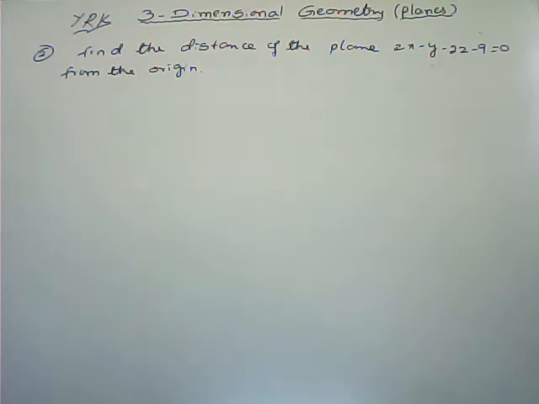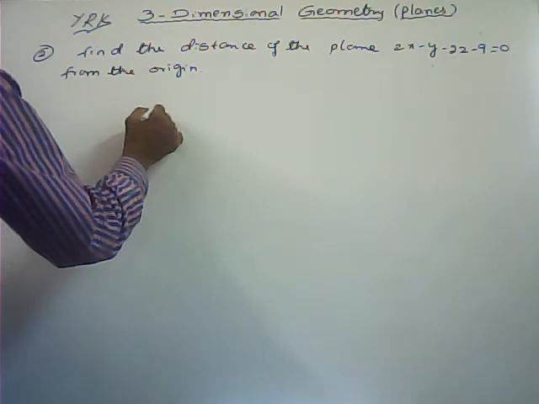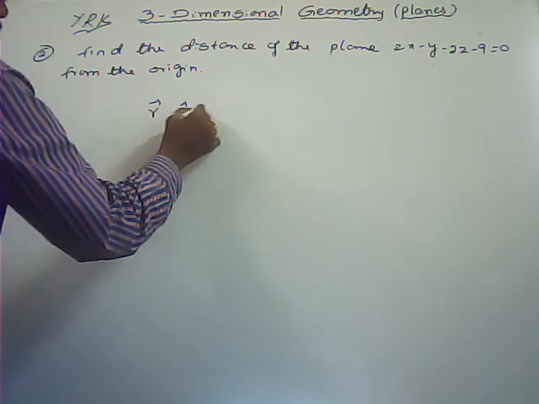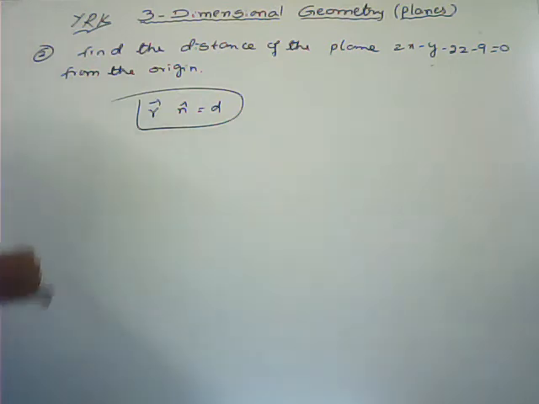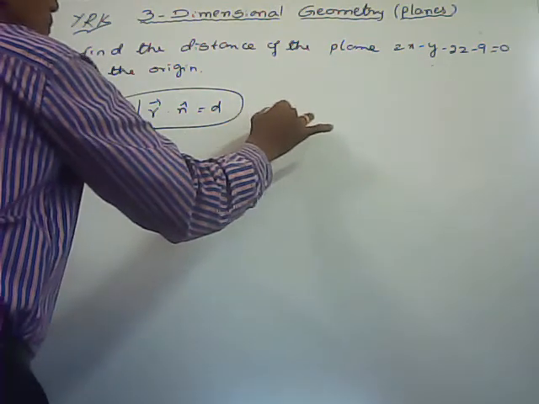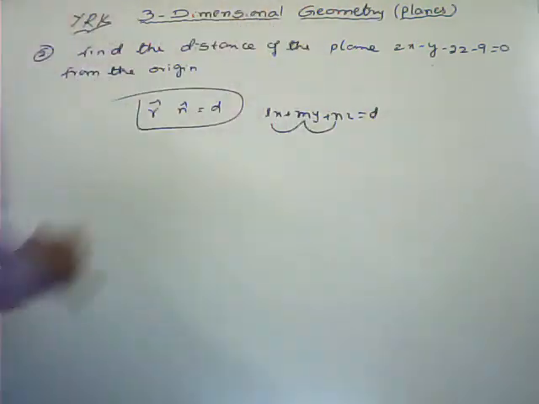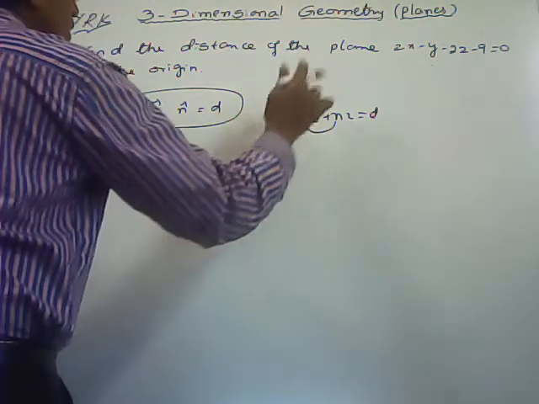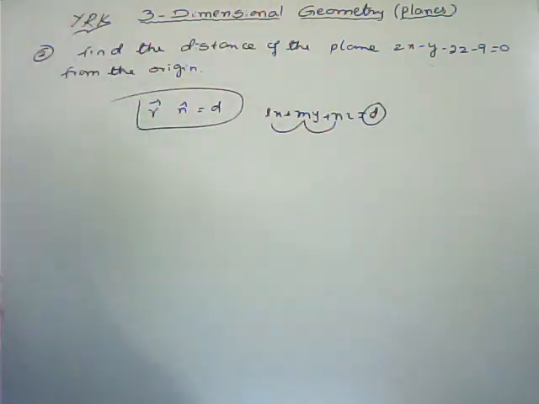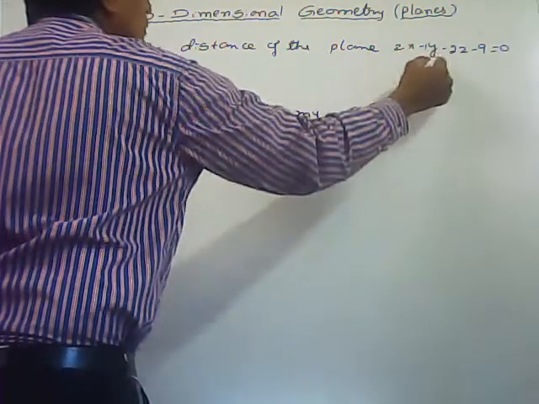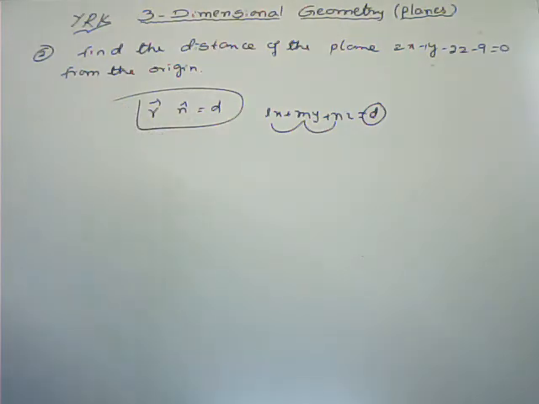Next, the equation of the plane is given. Find the distance of the plane from the origin. So actually what is the formula here? r bar dot n cap equals d, or lx plus my plus nz equals d. Here l, m, n are the direction cosines. If l, m, n are the direction cosines, then only we say this is the perpendicular distance from the origin to that plane. But here 2, minus 1, minus 2 are the normal DRs of that plane only. Those are not DCs, only DRs are given.